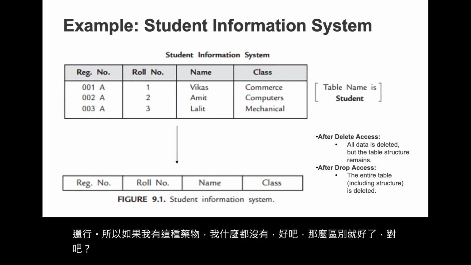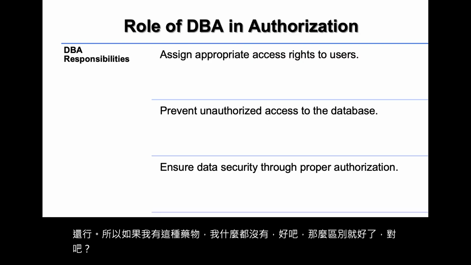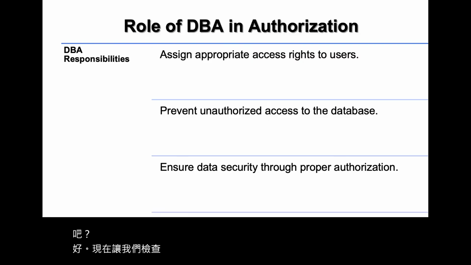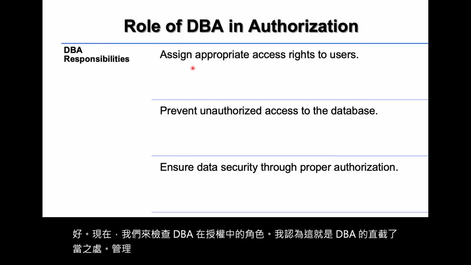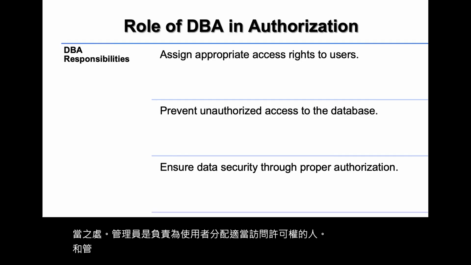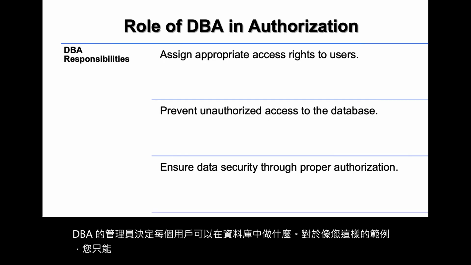Okay, good. Now, let's check the role of the DBA in authorization. I think it's quite straightforward. The DBA, the administrator, is the one who is responsible for assigning appropriate access rights to the users. The DBA decides what each user can do in the database. For example, you students can only view the grades, but you cannot modify them. The teacher can modify the grades.